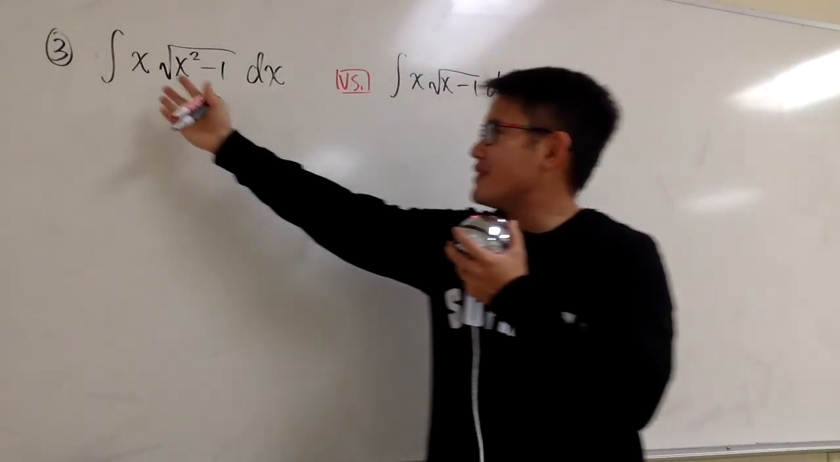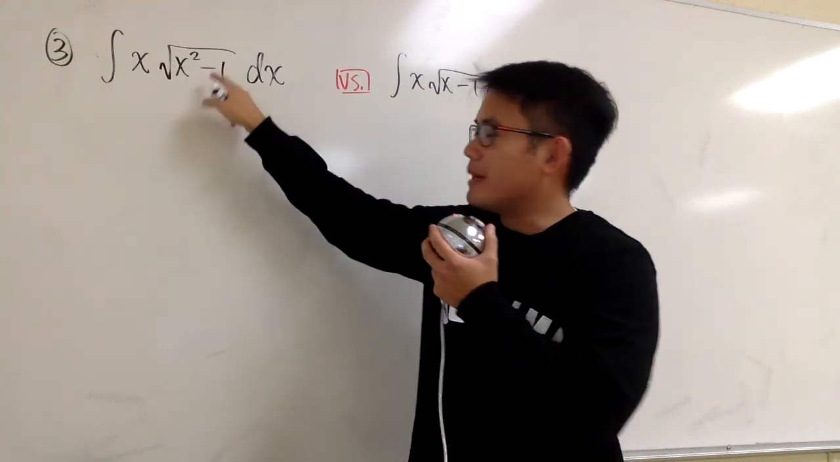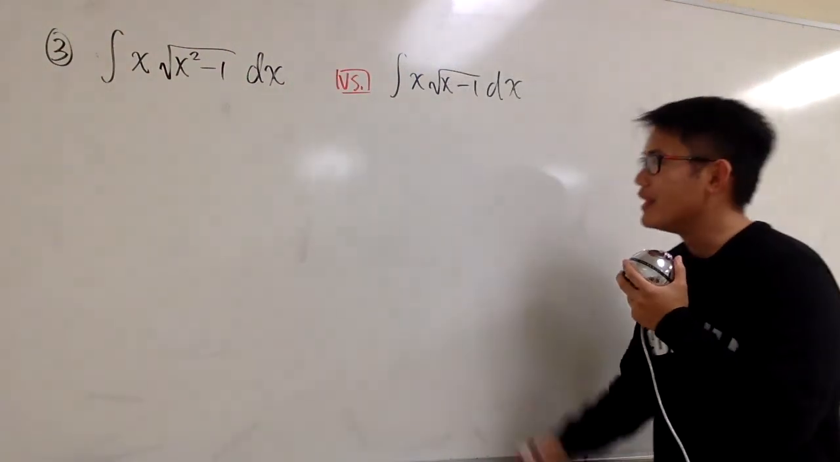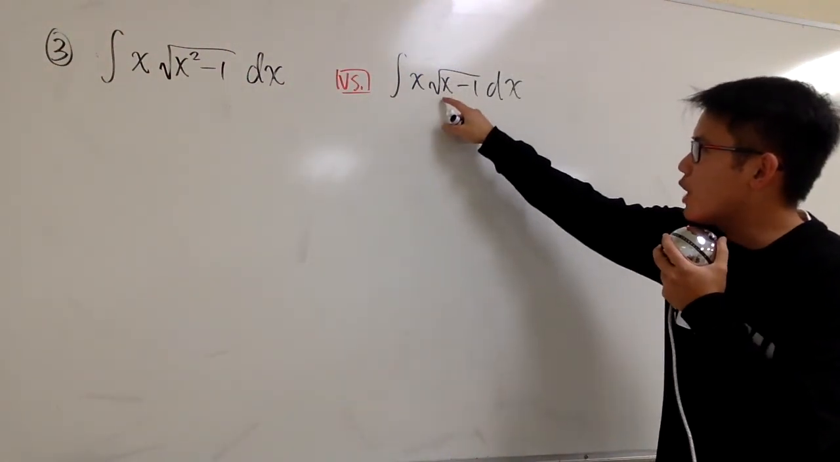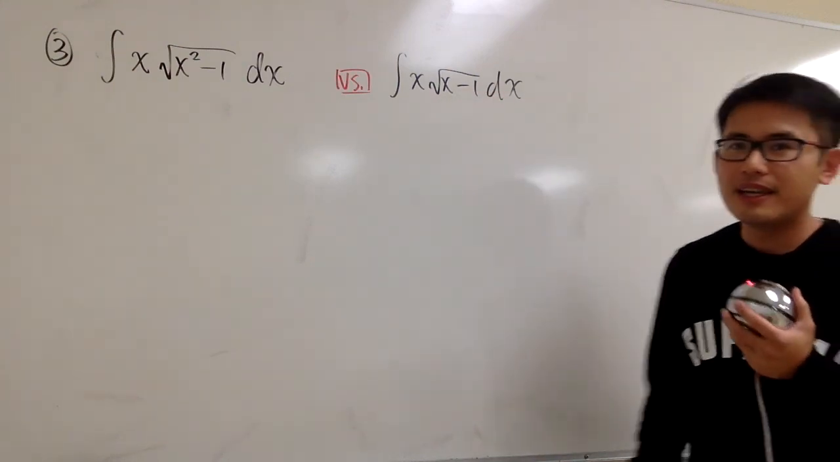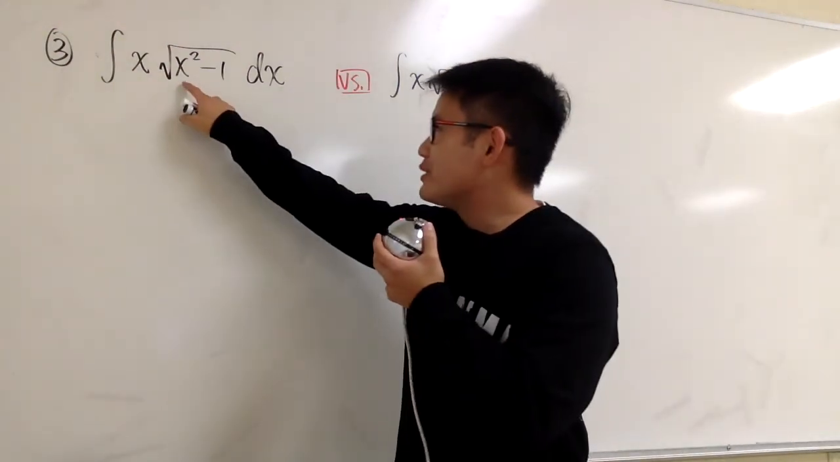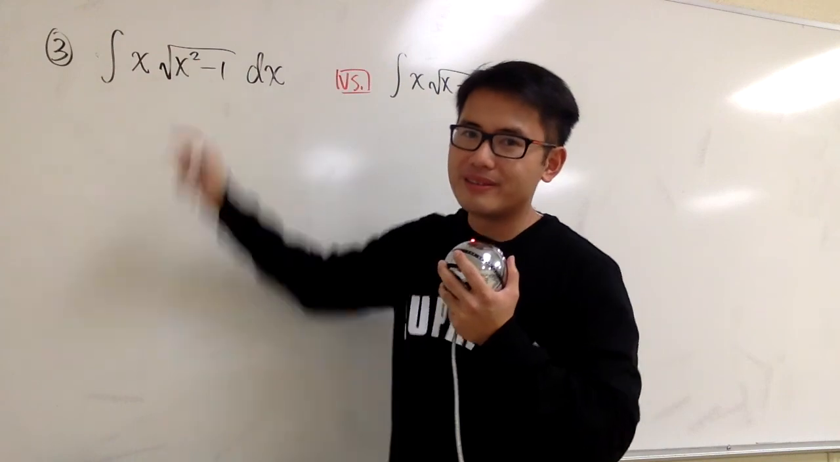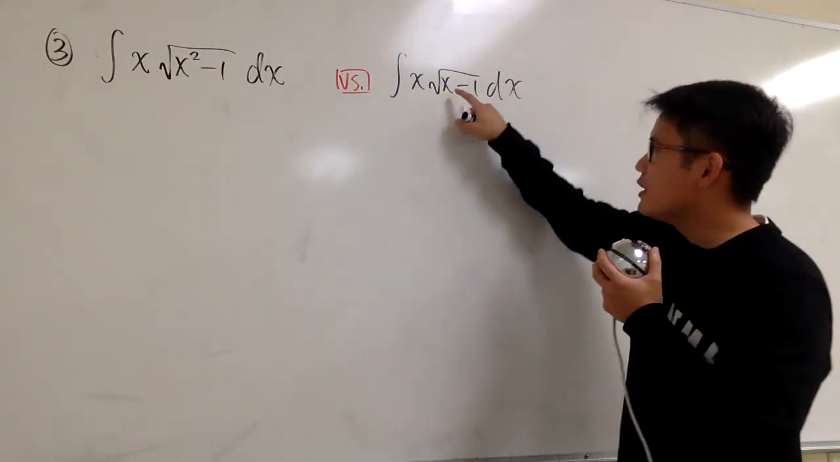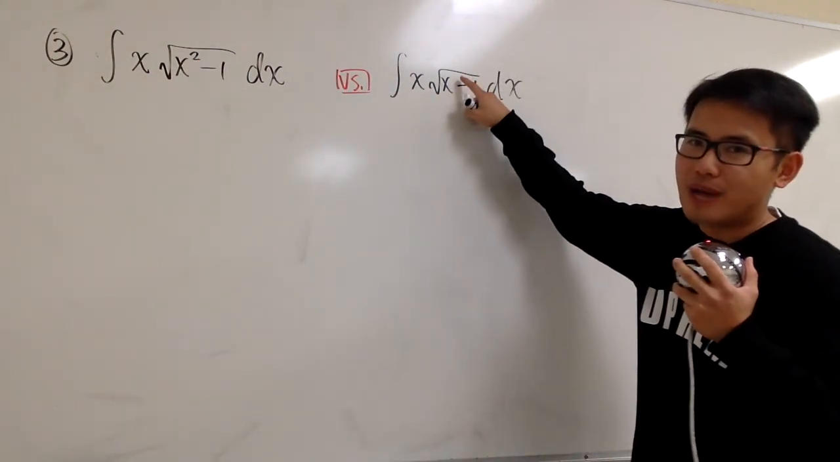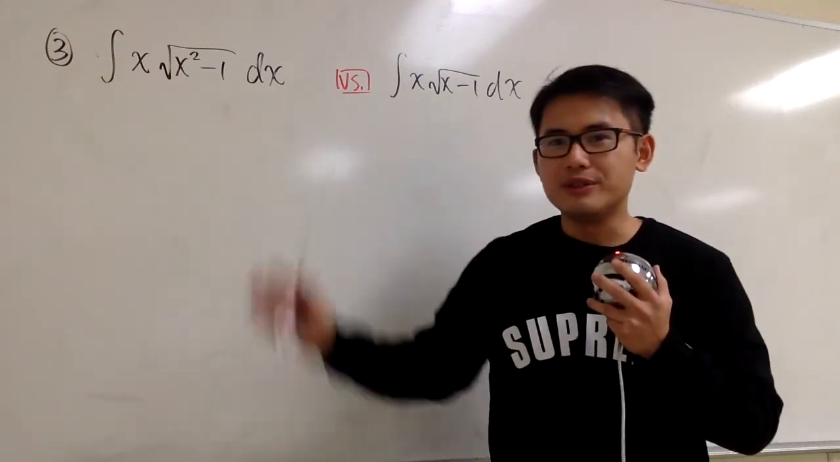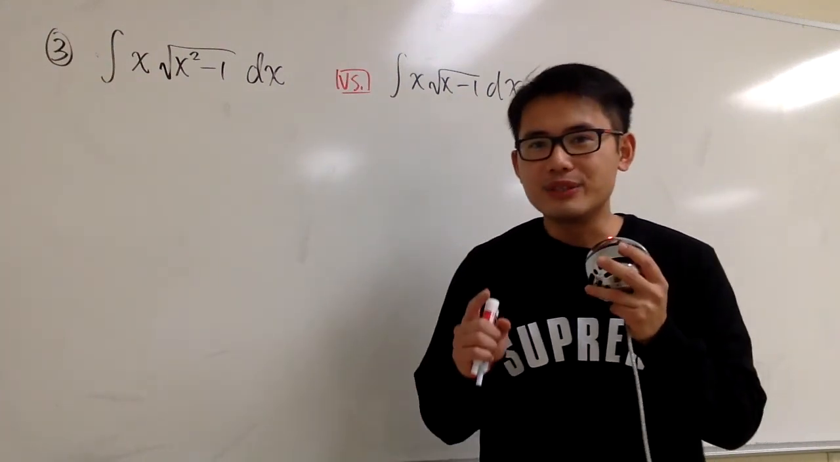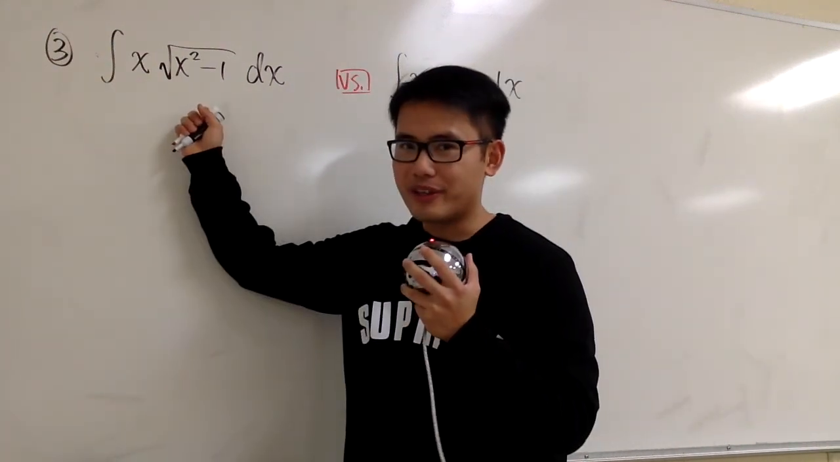Example number 3, we have the integral of x times the square root of x squared minus 1 dx. And then for the second one, we have the integral of x times the square root of x minus 1 dx. What's the difference? You see this right here, it has x squared. But then for this one here, we only have x to the first power. Which of these do you think is easier? The answer to that is the first one right here.